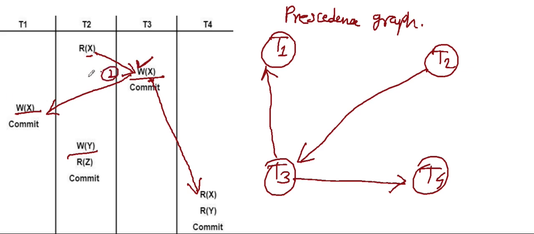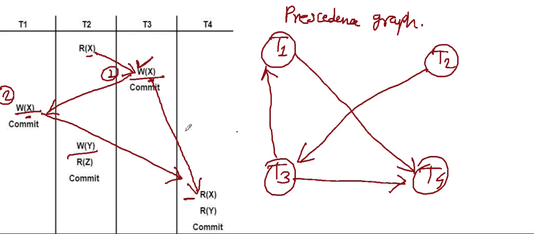Now come to the second write, which is of X. Before that, we have traced everything. After this, any other instruction on variable X in another transaction? Yes, this read of X in T4. So draw the arrow from T1 to T4. Now check any other operation on X. No.